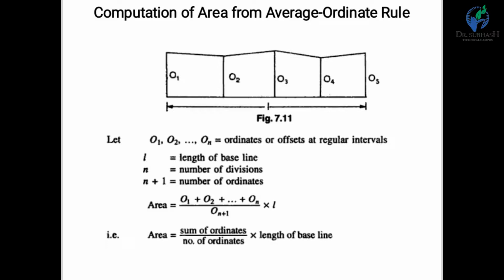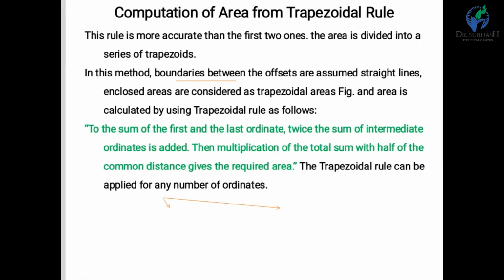The next rule is the average ordinate rule. In this rule, we have to find the area using this formula, in which the area is equal to the sum of ordinates upon the number of ordinates into the total length of baseline, right? N plus 1 is equal to the number of ordinates, in which N is equal to the number of divisions and L is equal to the length of baseline.